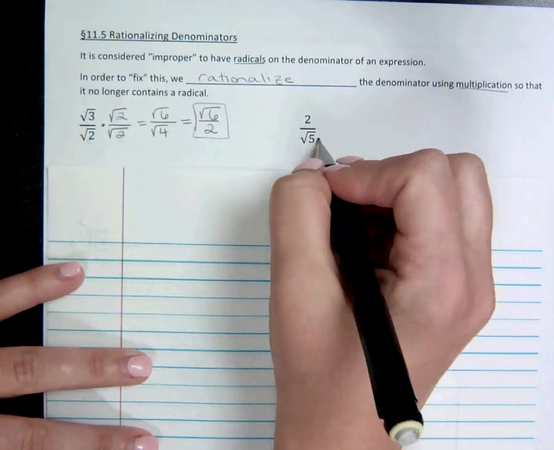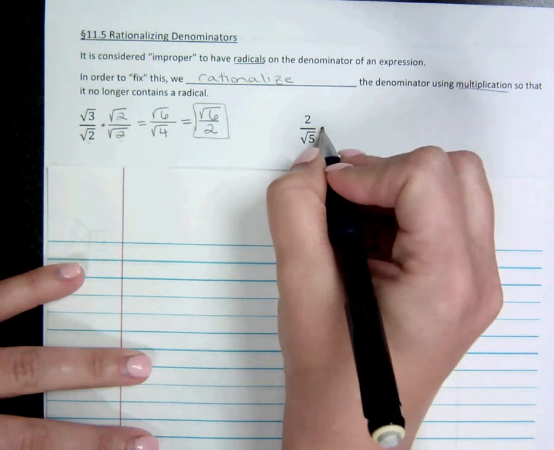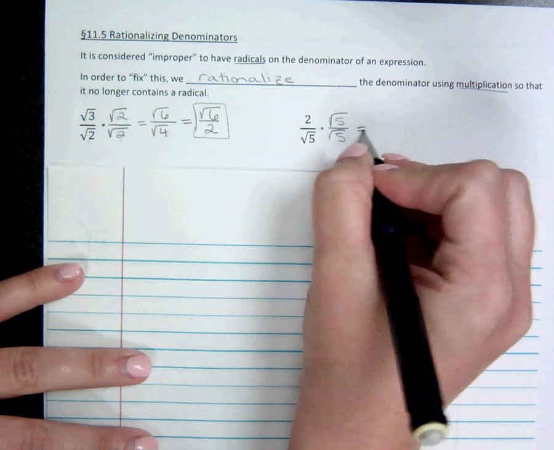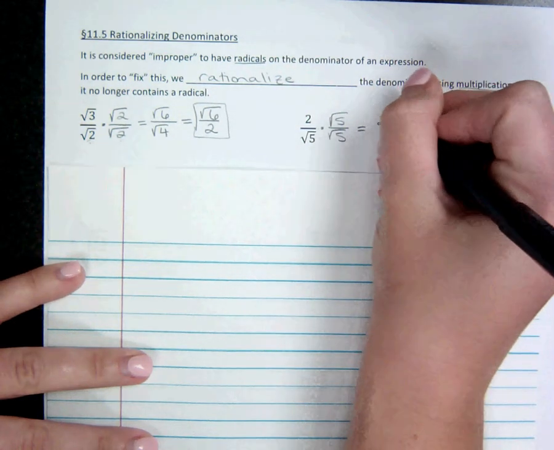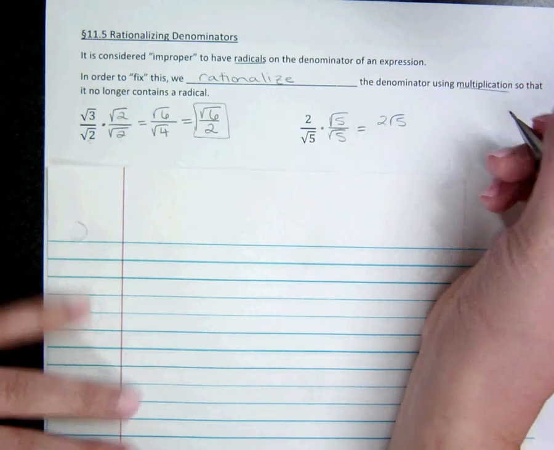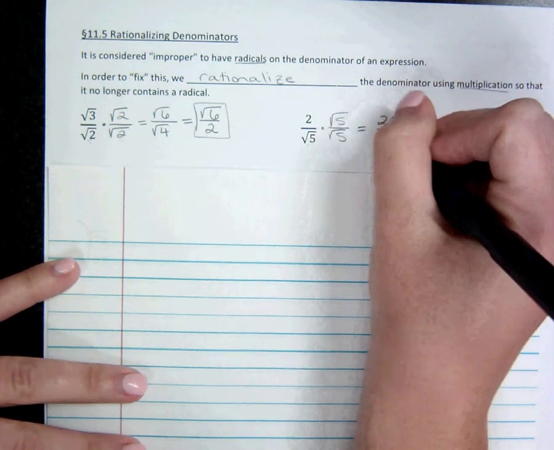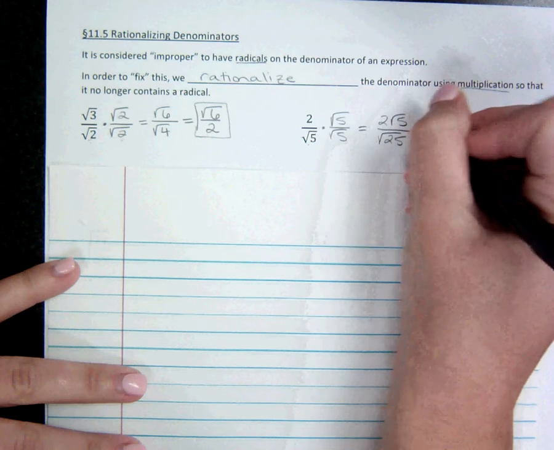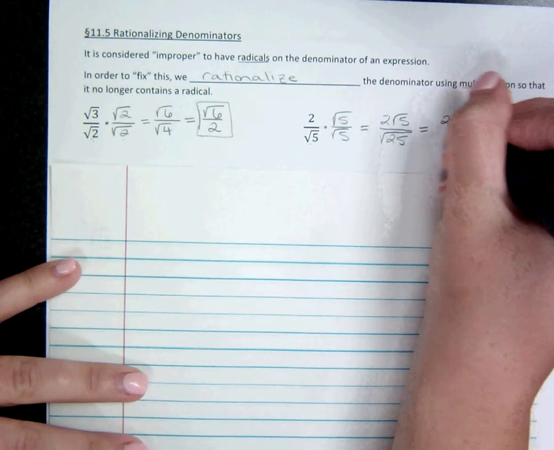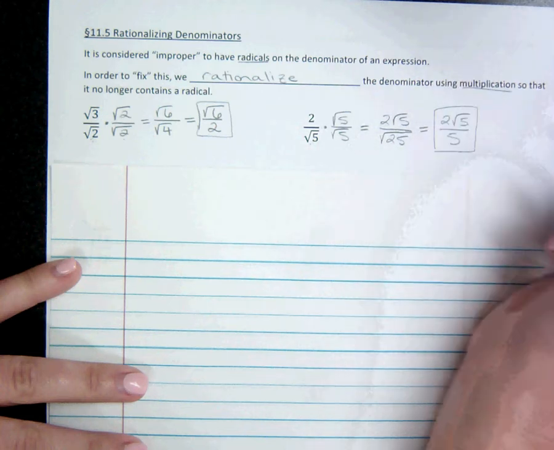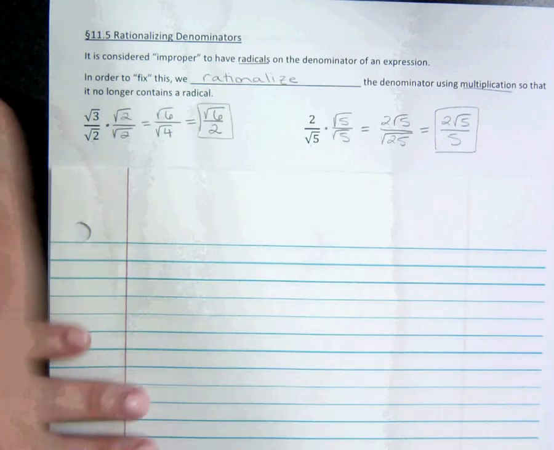2 over the square root of 5. I'm going to multiply the bottom and the top by radical 5. That's going to give me 2 radical 5 on top. Doesn't really matter what's on top. Then radical 5 times radical 5 is radical 25, but because that's a perfect square, I can just put 5. And now there's no longer a radical on the denominator.